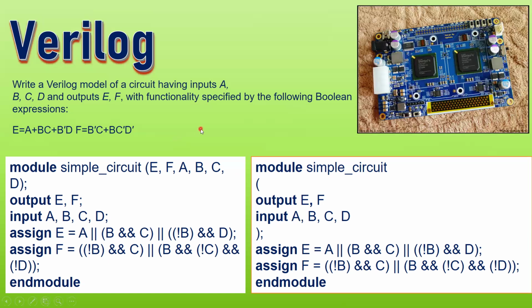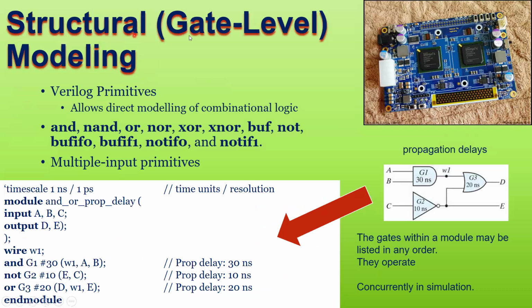There is another modeling method in Verilog that we will see now. This is called the structural modeling technique or gate level modeling technique. In this kind of modeling technique, you use the inbuilt primitives in Verilog. Primitives in the sense that they are inbuilt components, for example the logic gates, AND gate, OR gate, NOT gate, and many other gates. So you see here AND, NAND, OR, NOR, XOR, and XNOR.